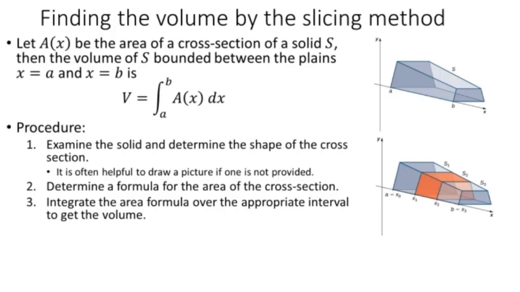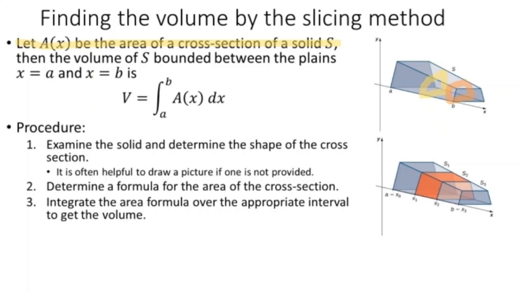Now, how can we use integration to help us find the volume of a solid through this slicing method? We're going to let A of x be the area of a cross-section of a solid S. And notice how the area is going to depend on the value of x. So for example, if I look at the solid here on the right, that would be one cross-section there in yellow, and that would be another cross-section there in orange. Each cross-section has the same shape, but does have a different area.